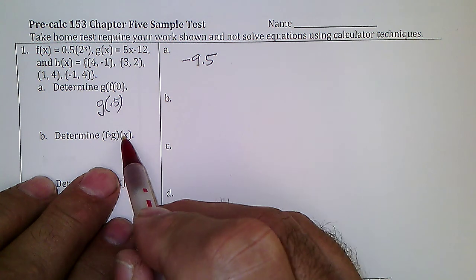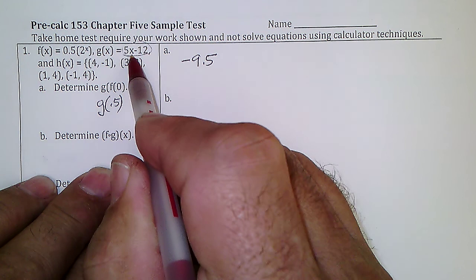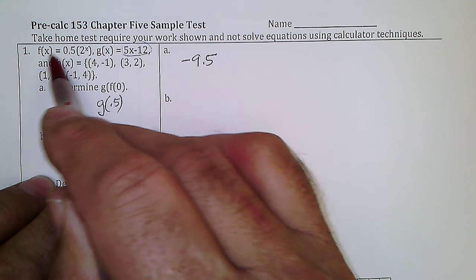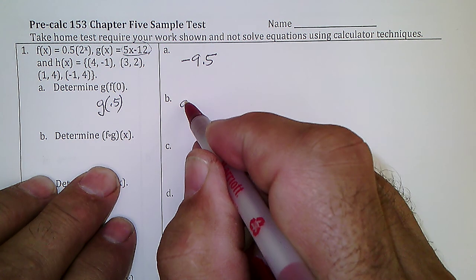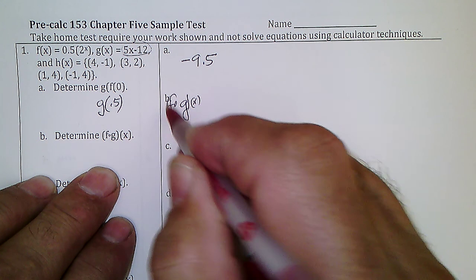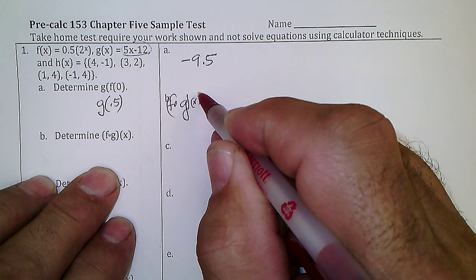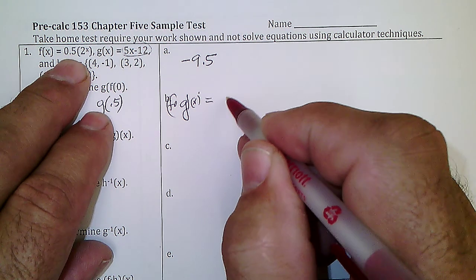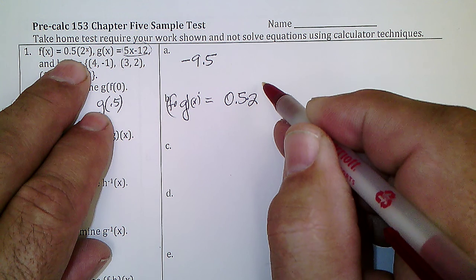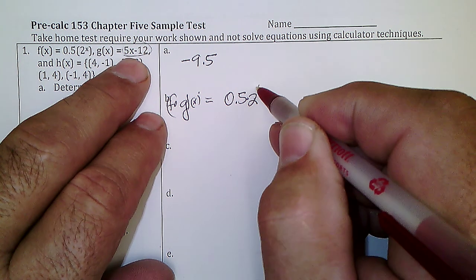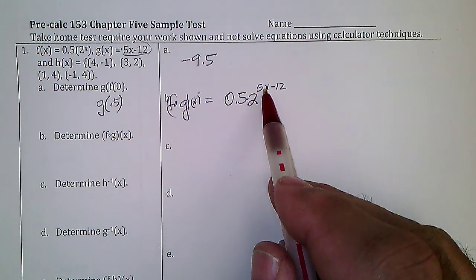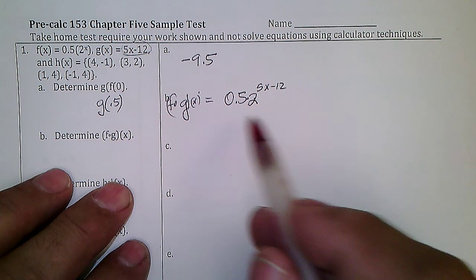This says put x into g, so that gets us the 5x minus 12, and put that into f, and so that's what goes in place of the x in f. So we get f composite g of x is 0.5 times 2 to the x, but the x becomes 5x minus 12. And you can't multiply this because this is to a power, and power comes before multiplication, so that's where you have to leave it.